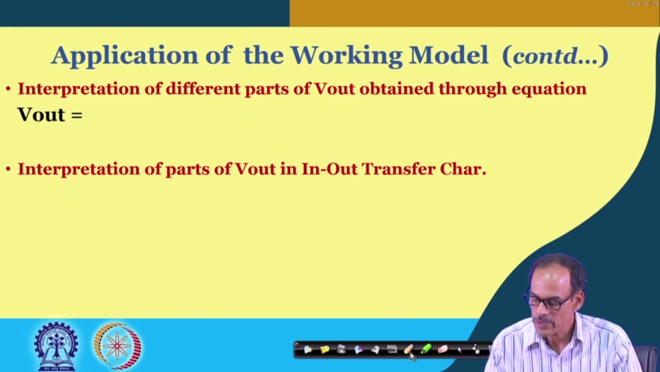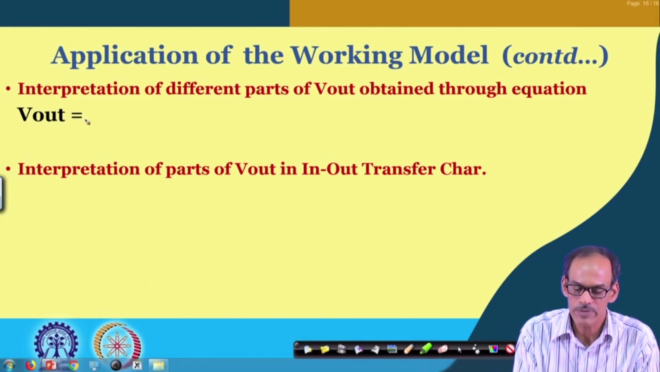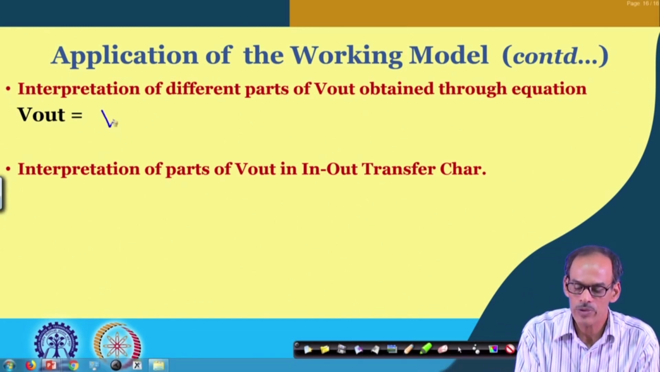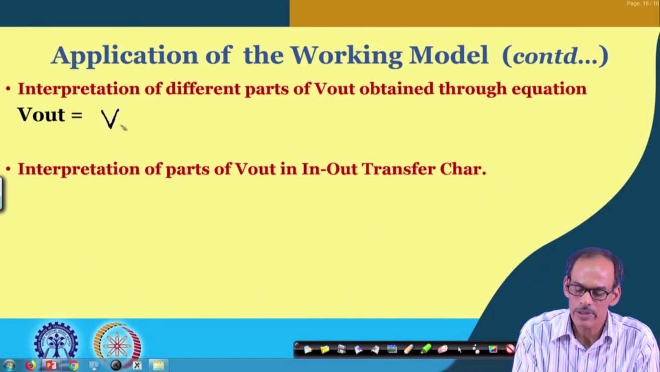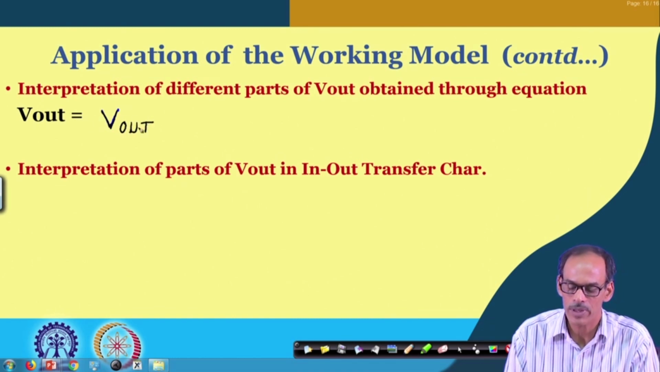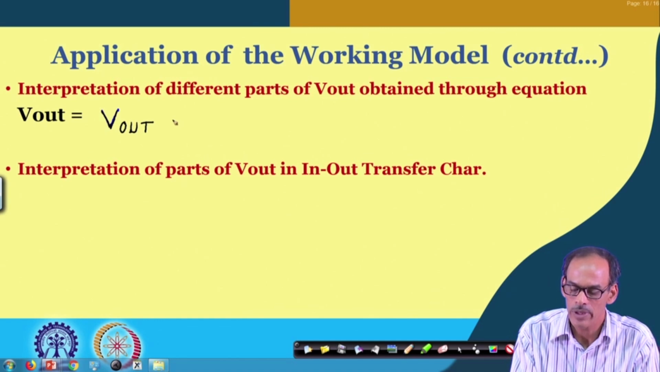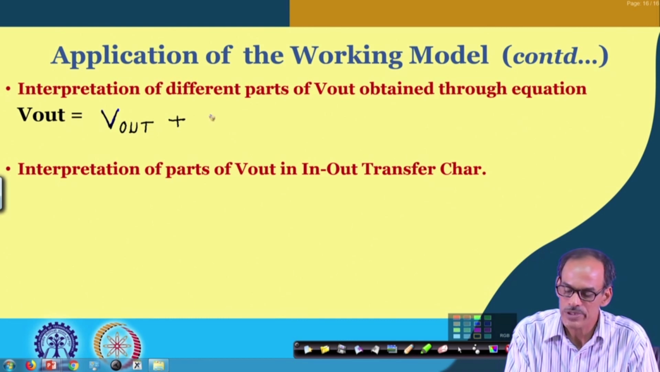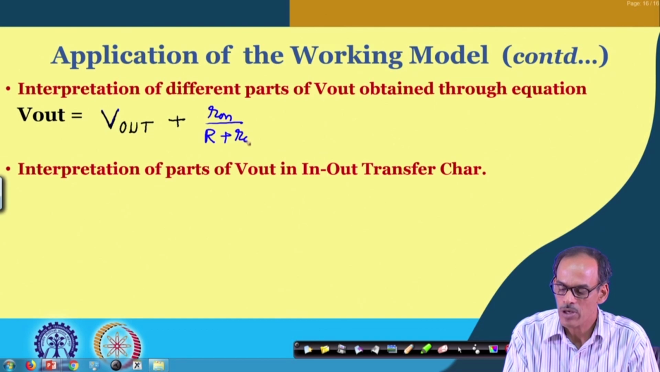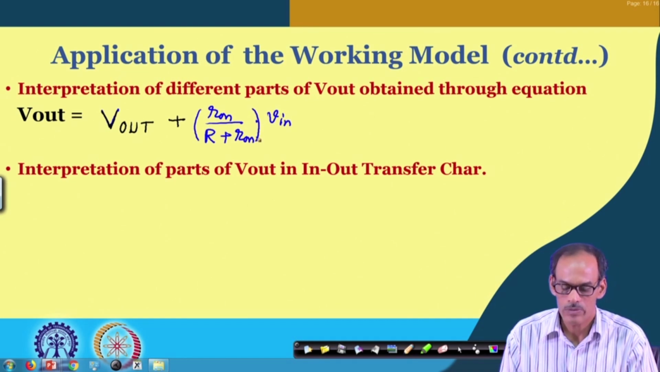So, let me rewrite this V out part. We do have V out having a DC part. I am just simply denoting this as V out. You may assume that this is a function of capital V in and V gamma and so on. And in addition to that, we do have the small signal part, which is R on divided by capital R plus small r into V in. So, this is what we already have.